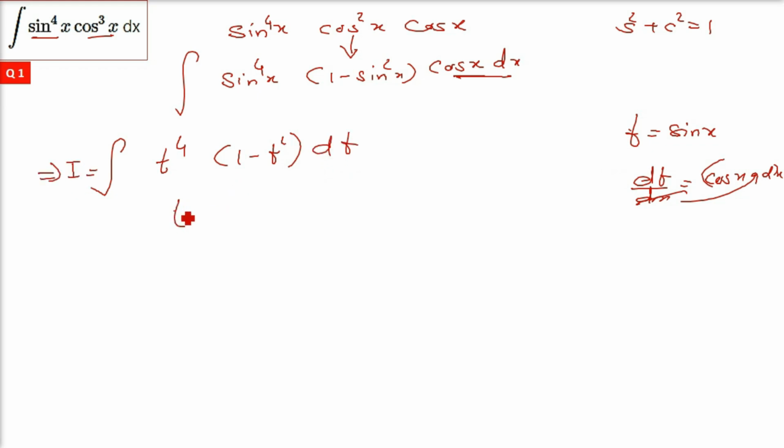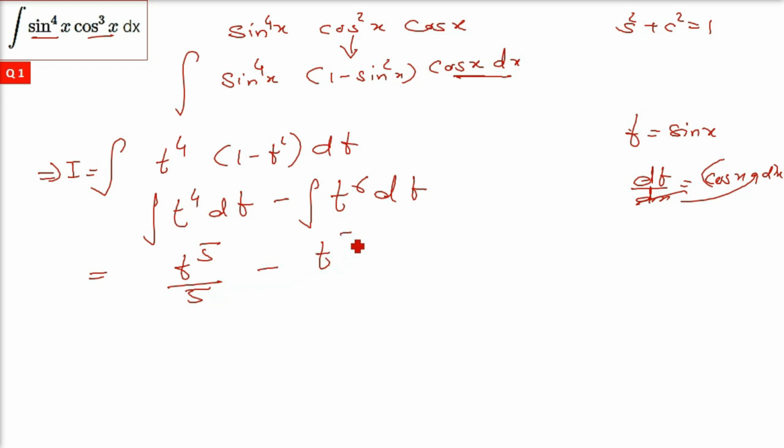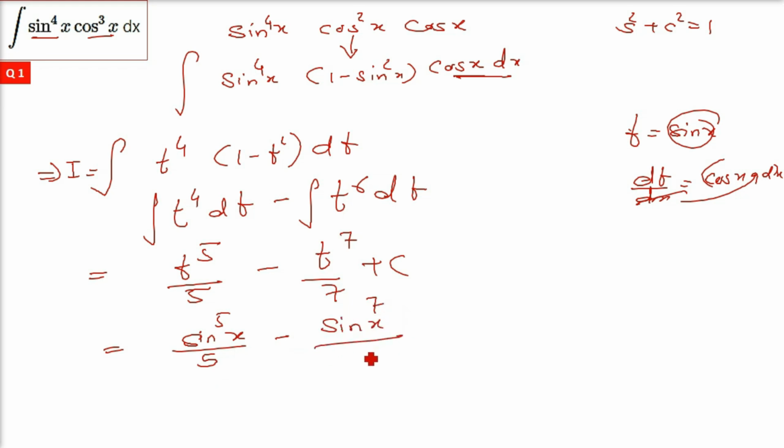Let's multiply inside. T raised 4 dt minus t raised 4 into t square is t raised 6, so the integration of this with dt will be t raised 5 divided by 5 minus t raised 7 divided by 7 plus constant of integration. And this t equals sin x will be replaced because we have introduced it ourselves. Sin raised 5x by 5 minus sin raised 7x by 7 plus constant of integration. This is your final result.